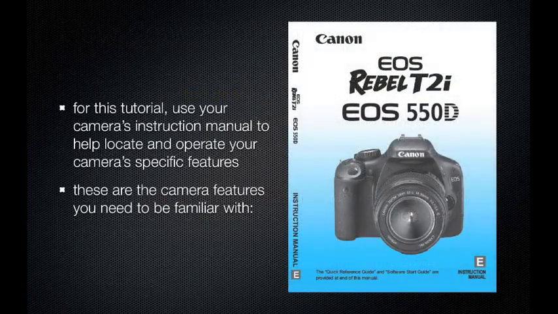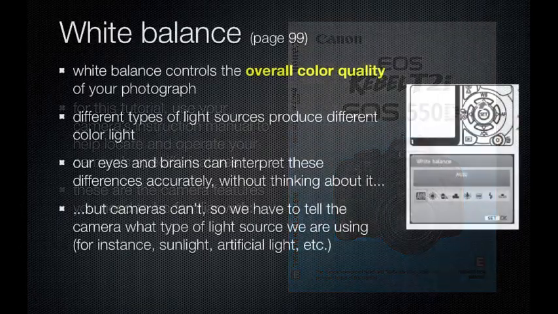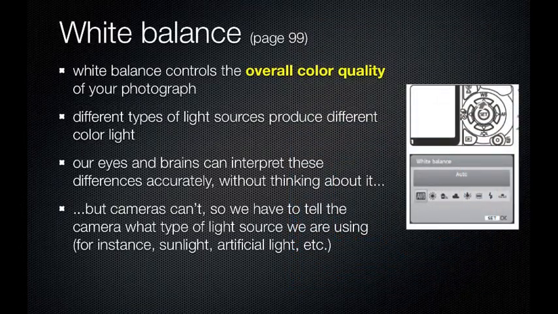For this tutorial, use your camera's instruction manual to help locate and operate your camera's specific features. These are the camera features you need to be familiar with. White balance, and you'll find more about white balance on page 99 of your instruction manual. White balance controls the overall color quality of your photograph.